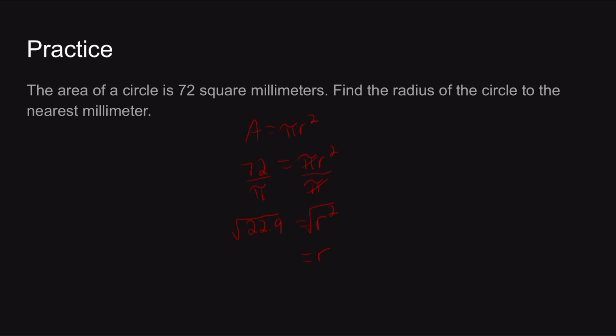One second, let me get my calculator set up here. So 22.9, take the square root of that, you get 4.7. So we'll go 4.8. 4.8 equals r. Okay, oops, that was a practice. I should let you do that on your own, but oh well.